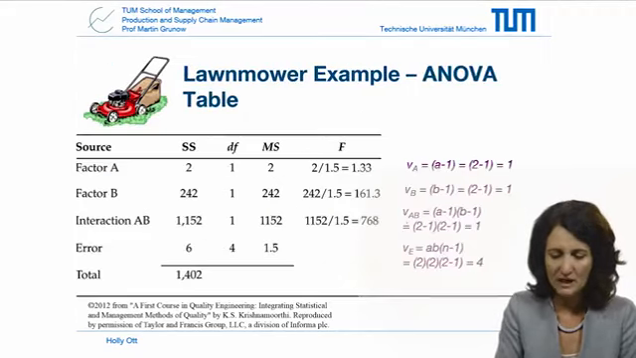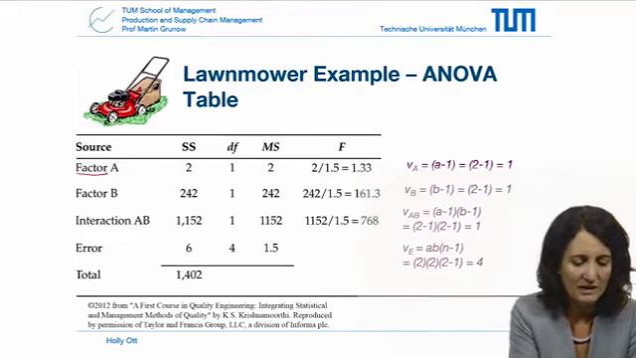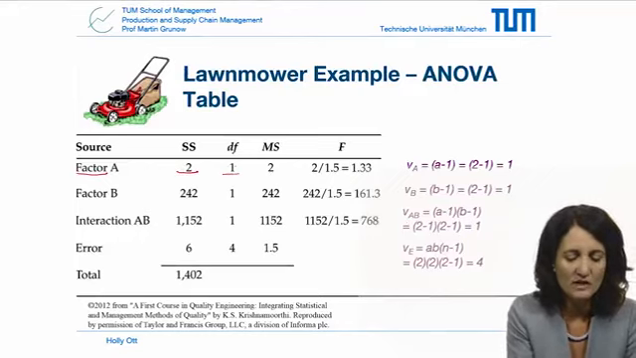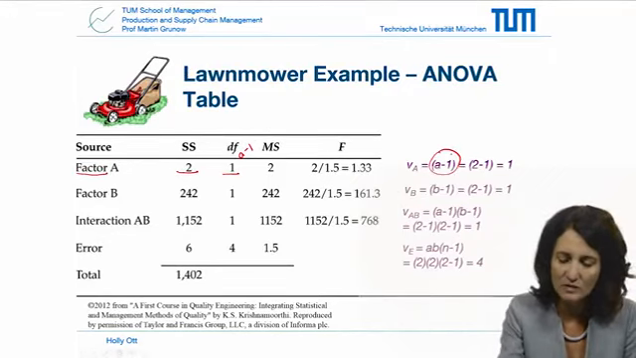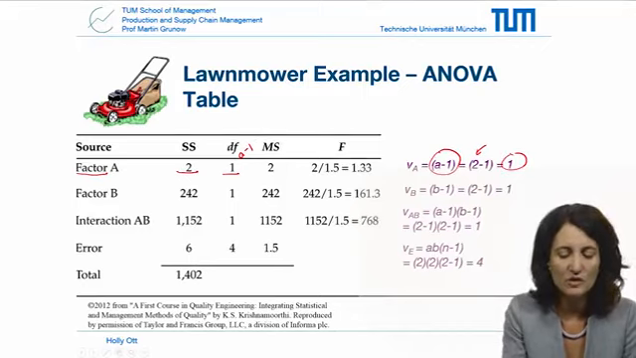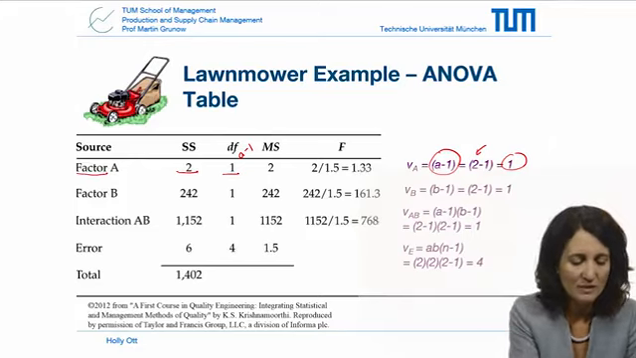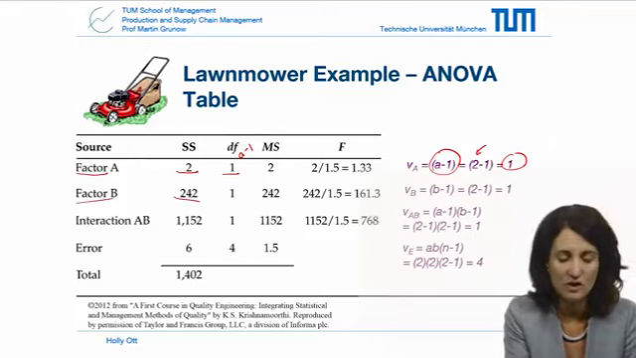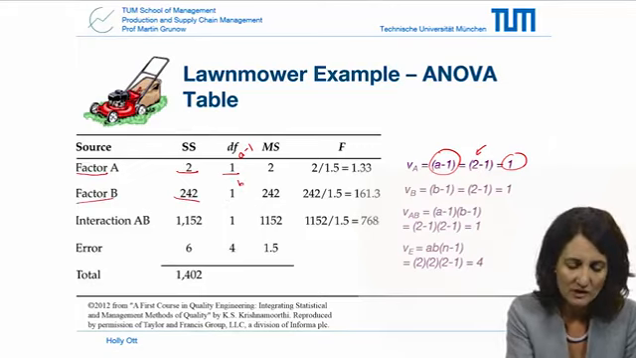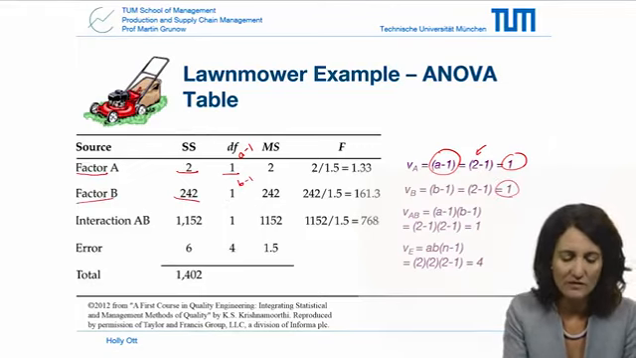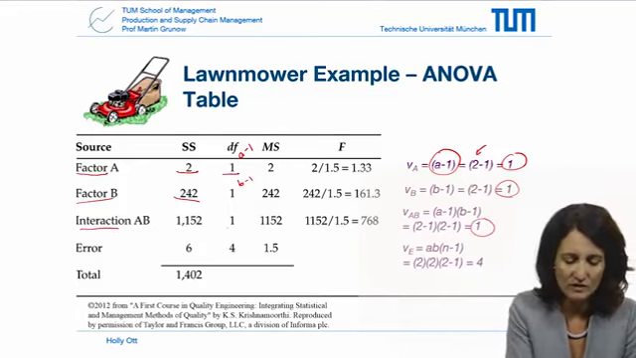Let's look at this in the table form. For factor A, the sum of squares was 2. Degrees of freedom, remember, was a minus 1. We have 2 levels for factor A, so it's 2 minus 1, and the degrees of freedom for factor A is 1. For factor B, the sum of squares, if you calculate it out, was 242. We also have a degree of freedom equal to 1. For the interaction, same as before, you also get a degrees of freedom equal to 1.